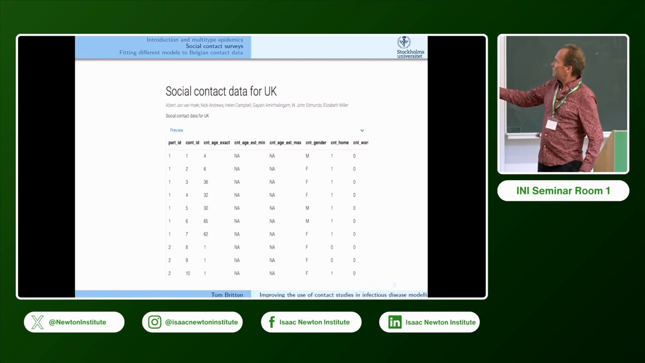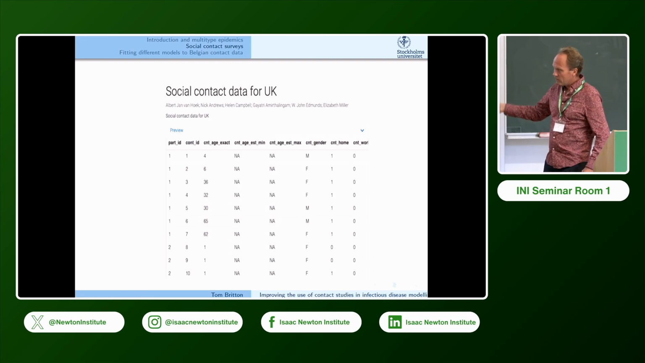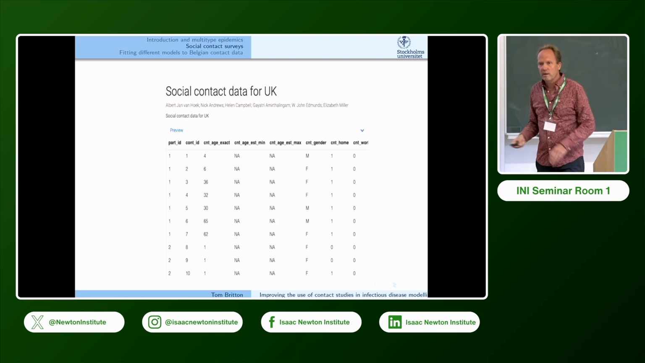The second contact was someone who was 6 years old. That was a female, and then 36, 32, 30, 65, 62. And those were the 7 contacts that the first individual had. And then the second individual, and it goes on for a long while. So that's how this data looks.